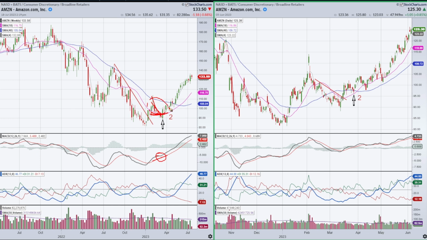Now, if we take this here and we go and look at where that was, so let's clear this off. This pullback is this pullback. And we get our move down just exactly the way I drew it on the prior sequence.